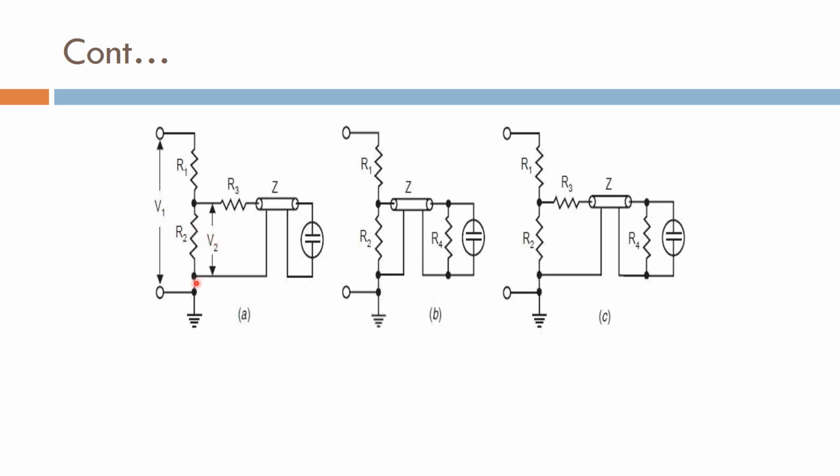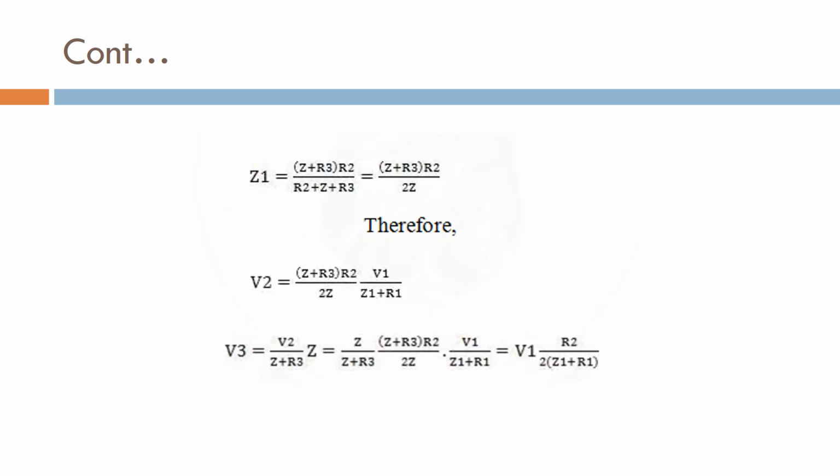By applying the voltage division rule, we can find the value of V2. Once we know the value of V2, automatically we can find the value of V1. This V2 can be measured by using this CRO, or by some voltmeters. With the help of V2, we can find the value of V1, that is the voltage to be measured.